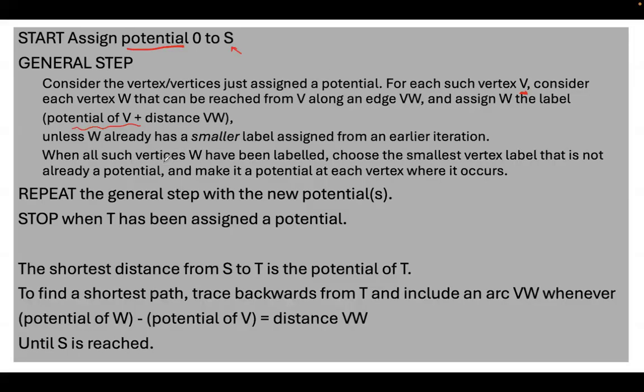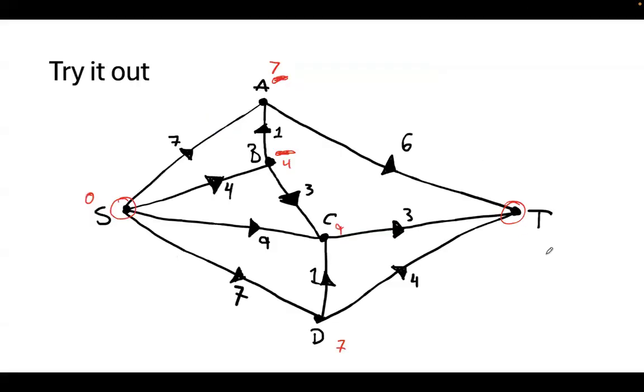When we label all those possible vertices, then we have to choose a vertex to look at next. We'll look at all the options and pick the smallest, the smallest labeled vertex that is not already a potential, and make it a potential at each vertex where it occurs. That's wordy. We'll look at the example. And so we repeat that, and then we stop when we get to T. We'll stop when we say this is the shortest path to get here.